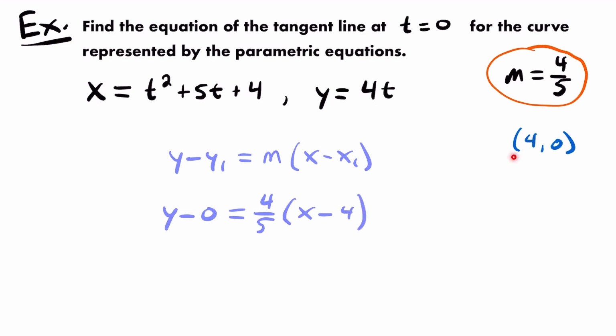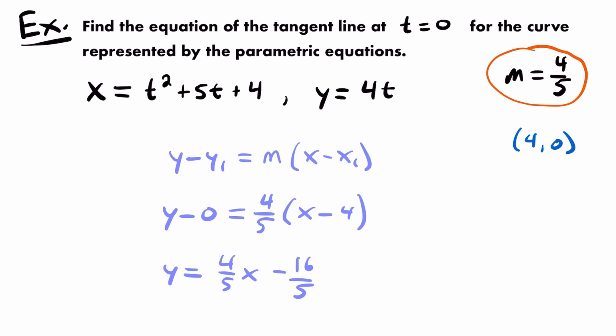All right, x1 is equal to 4, y1 is equal to 0, and m is equal to 4/5. Now if we simplify, y minus 0 is just y, so we'll have y is equal, and then we're going to distribute this 4/5 through this quantity. So 4/5 times x is 4/5 times x, and then 4/5 times -4 will give us -16/5. All right, 4 times 4 is 16, and then that 5 remains in the denominator.